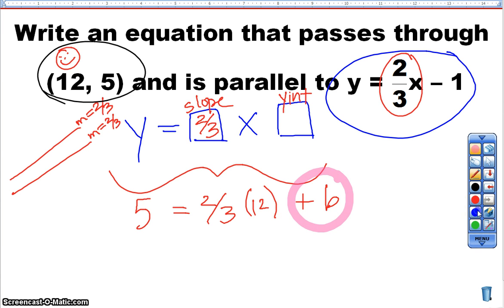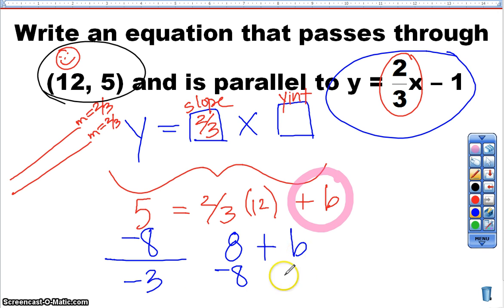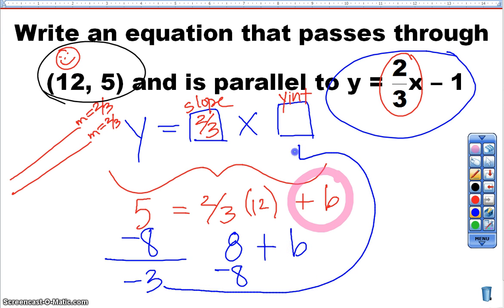Now you might have to listen to this a few times and walk yourself back through this because this can be a little bit confusing. 2/3 of 12 is going to be 8, and to get rid of that 8, it's attached to the b with a plus sign, so I'm going to subtract 8 from both sides. So 5 minus 8 is going to be -3. I just found my b, or my y-intercept, so I'm going to put it in there for b, and I'm going to make sure that I put a -3 because it's a -3. So your line is going to be y equals 2/3 x minus 3.